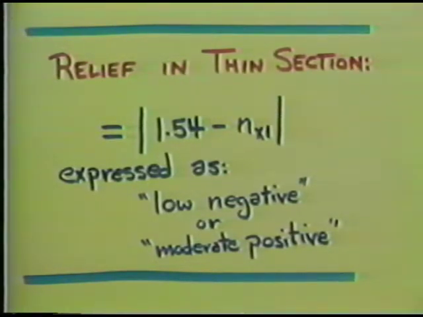Now, it turns out that we use adjectives like low negative or moderate positive to characterize relief. The first modifier, low, moderate, or high, corresponds to how large this difference is, again following the guidelines that we've established. And the words negative or positive would refer to whether the index of refraction of the crystal is higher or lower than the index of refraction of the mounting material.